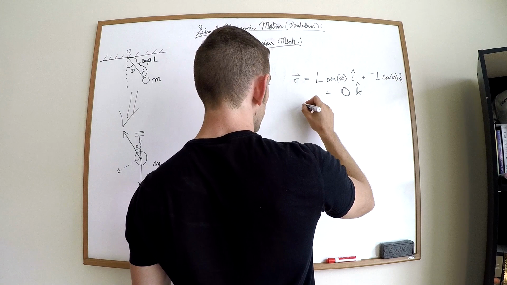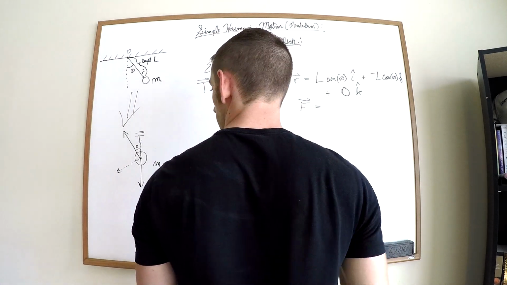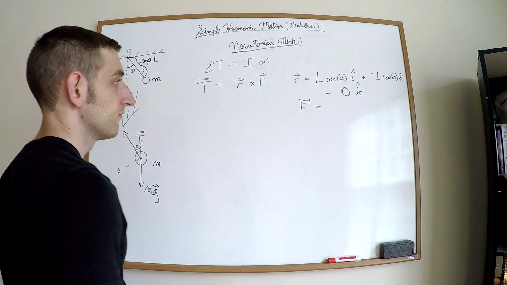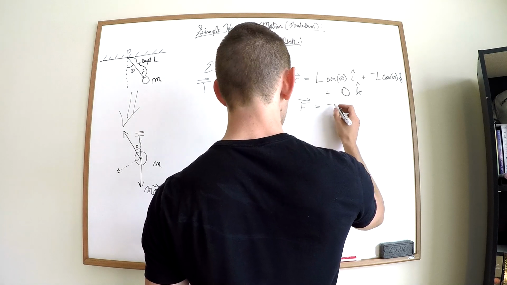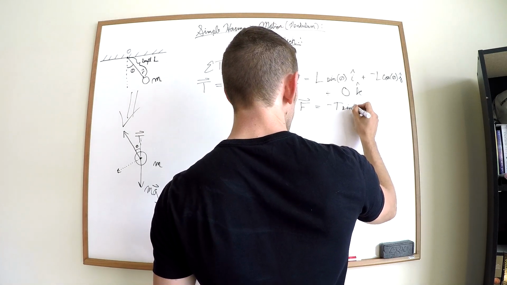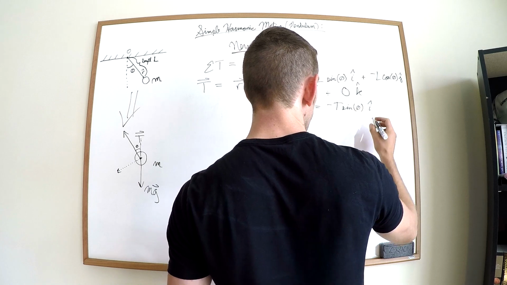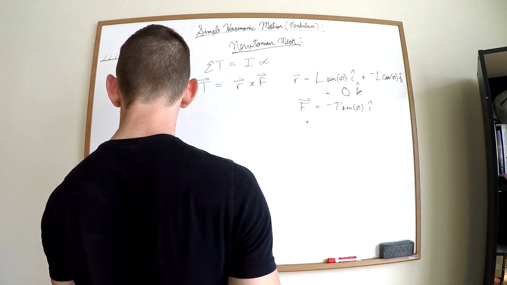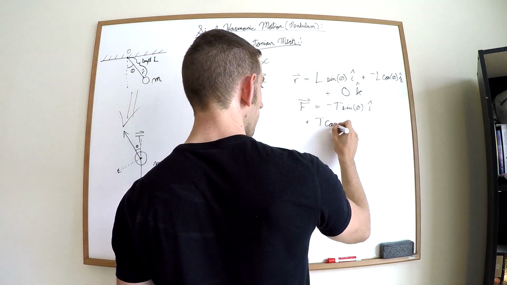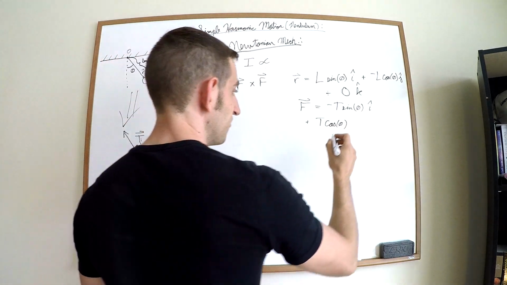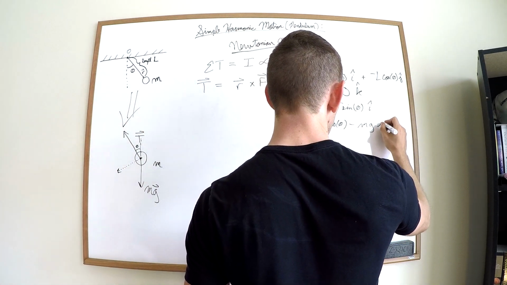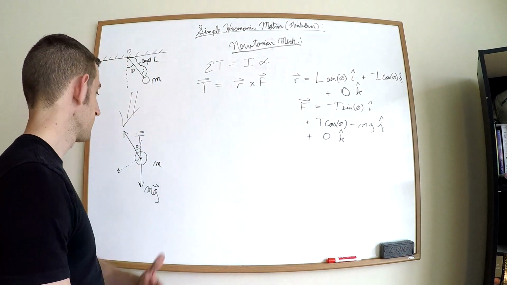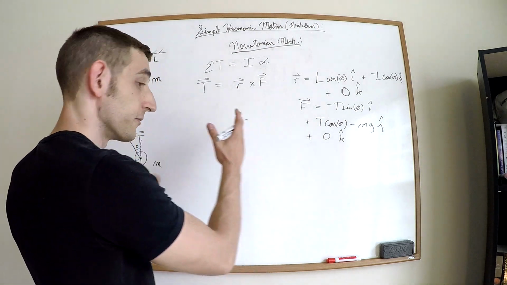Okay? Forces. In the x dimension, we have negative T sine theta. In the y direction, we have T cosine theta minus mg. And in the z direction, again, we have no forces. It's going to remain planar.